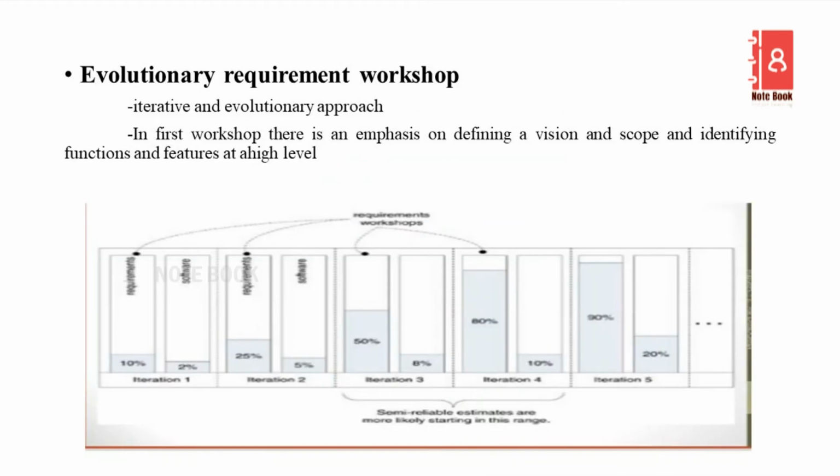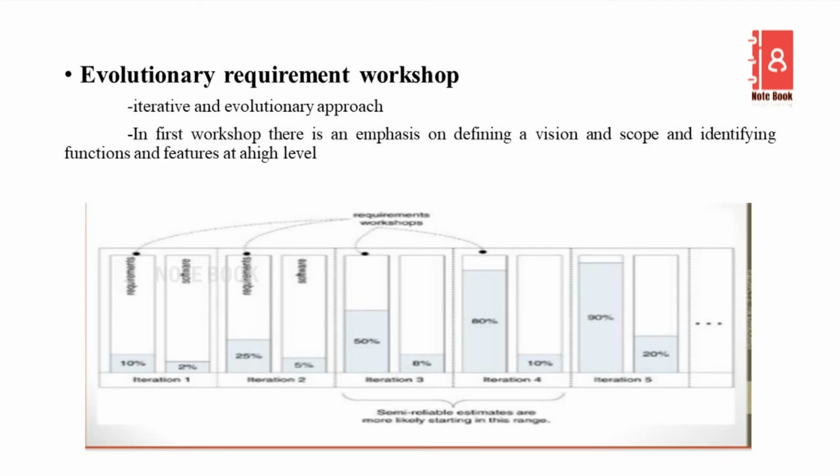Next is the evolutionary requirement workshop. It is an iterative and evolutionary approach. In the first workshop, there is an essay of defining a vision and scope and identifying the functions and features at a high level. For example, if a project is ultimately composed of 20 iterations, it might hold 4 requirement workshops across the first 4 iterations.